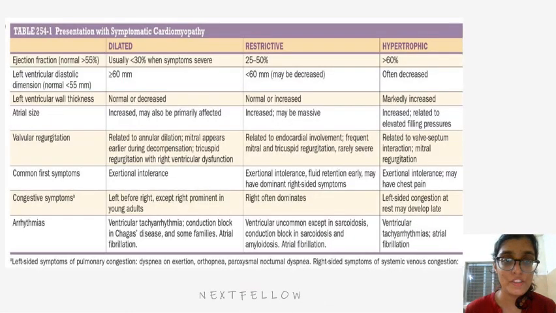So this is a very important chart, the difference between dilated, restrictive and hypertrophic cardiomyopathy. Ejection fraction is usually less when symptoms are severe. Restrictive it is 25 to 50 and hypertrophic it is usually greater than 60. Left ventricular diastolic dimension is more than 60, and in case of restrictive and hypertrophic it is often decreased. Atrial size is increased in dilated, increased and may be massive in the restrictive, increased related to elevated filling pressures.